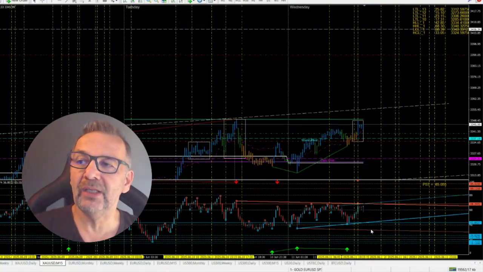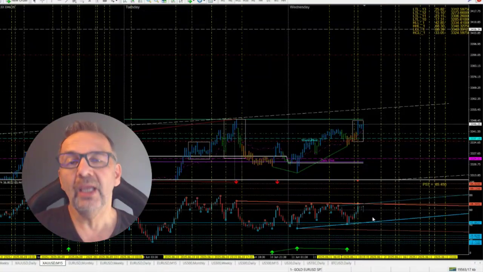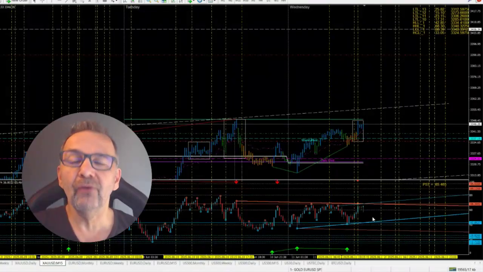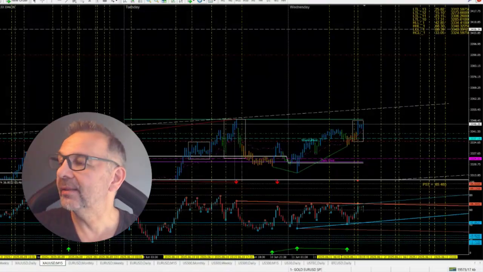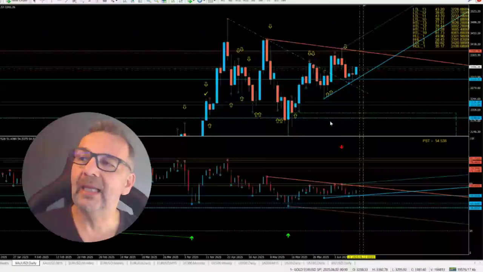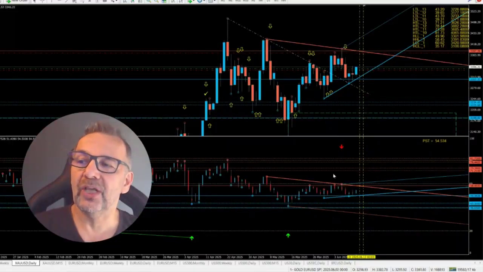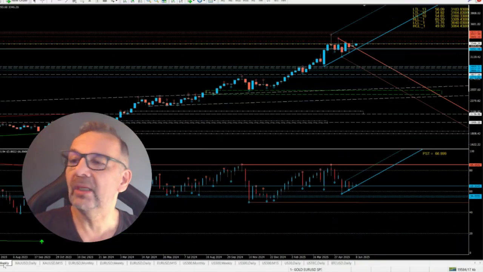Now this is a 15-minute chart. It won't repaint. It will constantly update itself as conditions change. The same thing will happen with the daily. Every time the market conditions change, this will adapt. The same thing on the weekly.